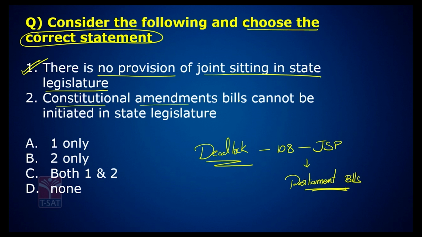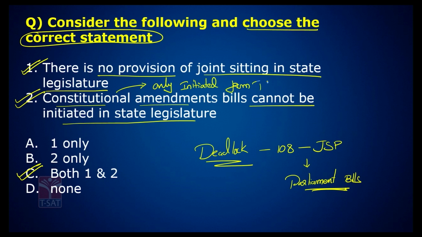Constitutional Amendment Act bills cannot be initiated in the state legislature. This is also correct. Answer is C. Constitutional amendment bills can be initiated only from Parliament, either Lok Sabha or Rajya Sabha. Anything is fine. It can be initiated only from Parliament.